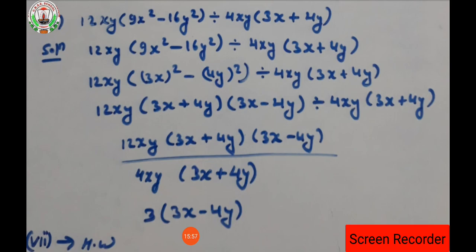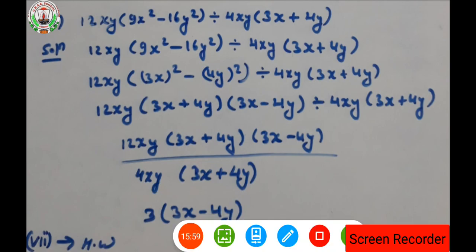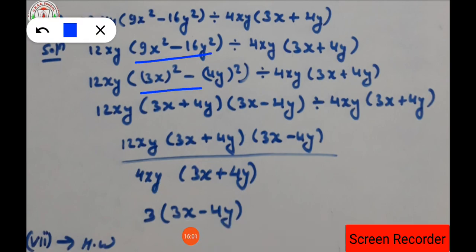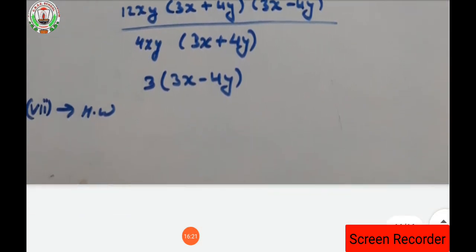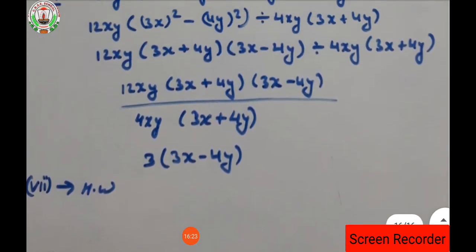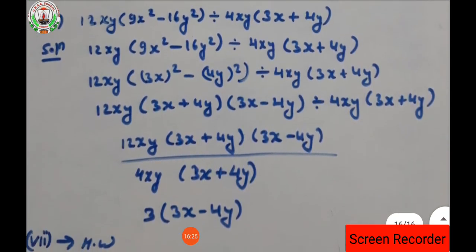Clear? Now after writing this in the form of the identity a plus b into a minus b, we can see that 3x plus 4y can easily get cancelled from the numerator and denominator. xy will get cancelled. 4 and 12 will also get cancelled. So what is the answer left out? That is 3 into 3x minus 4y, which is the required answer. Clear? So these are the solutions.